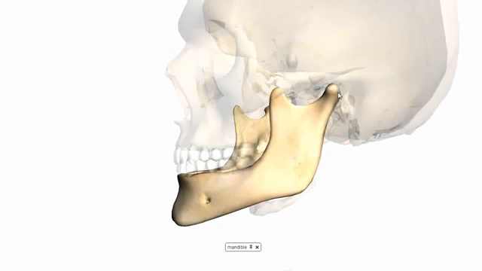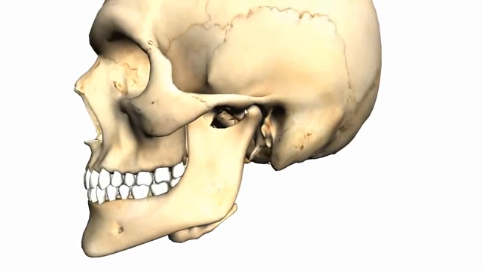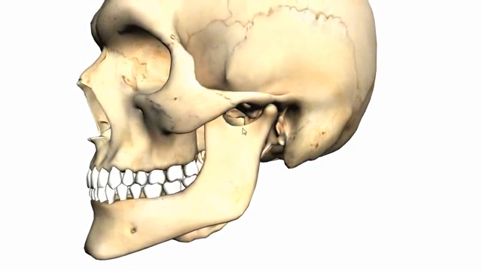And this process articulates with the temporal bone. So you can see here its articulation with the temporal bone. The anterior coronoid process is important because it's the site where the temporalis muscle inserts.